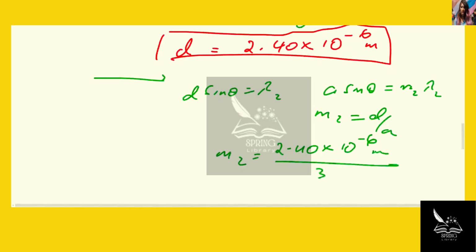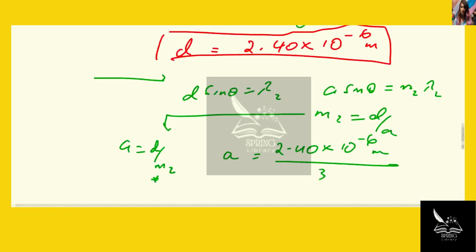We have to come back. This is not m2, this is a, sorry. So a, using that equation, a has to be d over m2. That's what we're saying. It's the value of a. So this one, m2 is going to be 3.